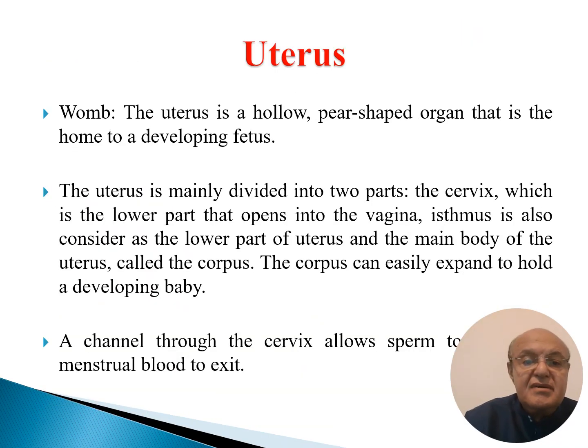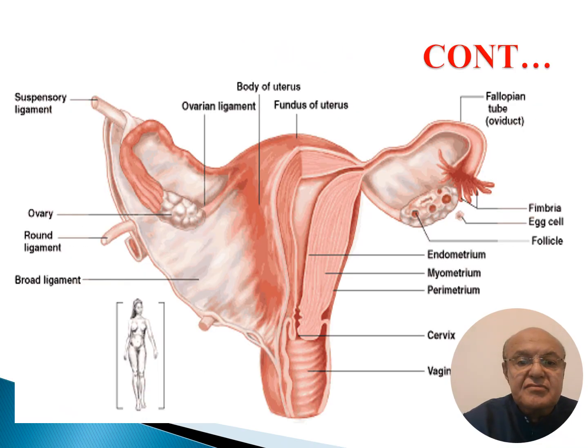The uterus, the womb, is a hollow pear-shaped organ that is the home of a developing fetus, the home of the pregnancy. Here is the uterus. This is the vagina, then the cervix, the lower part of the uterus, then the body of the uterus, and this is the fallopian tube and the ovary.